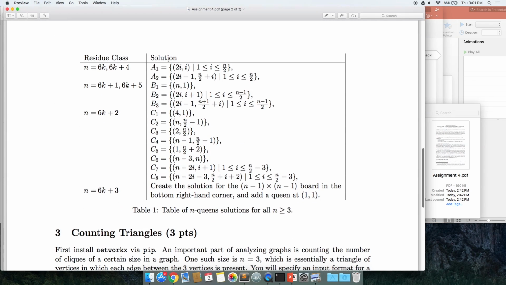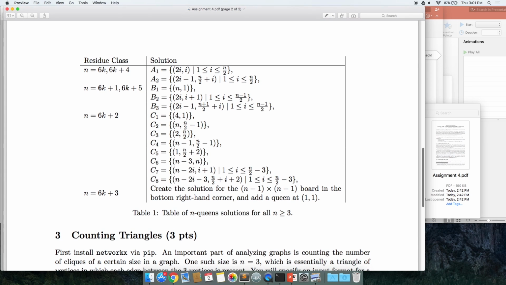So I have a table here which says, for all possible values of n, what the design of the solution is. So does anyone know what a residue class is? The basic idea is that, the way it's written, if you divide n by 6, the remainder will be 1, or it'll be 5 in this case. So this handles the case when you divide by 6 and the remainder is 1 or 5.